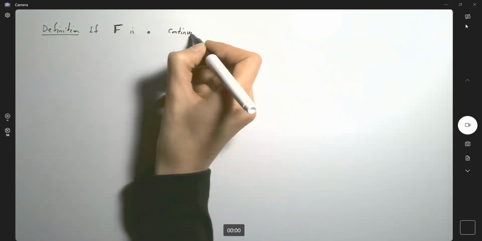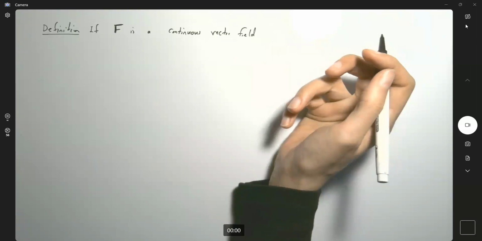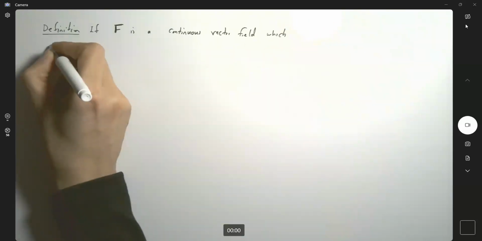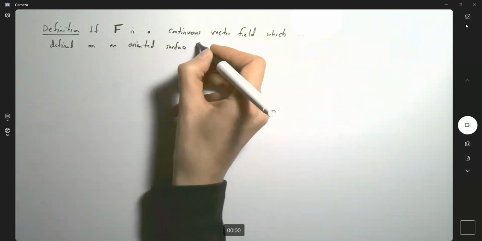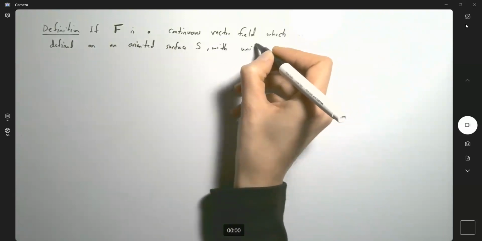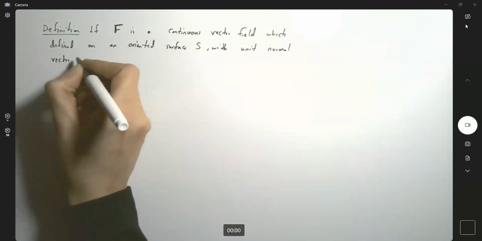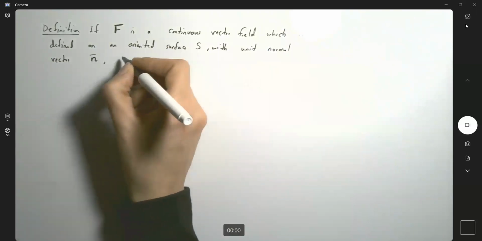Perfect. We have a nice definition here. The definition says, if F is a continuous vector field defined on an oriented surface like S, and it has a unit normal vector like N, then the surface integral of F is defined this way.